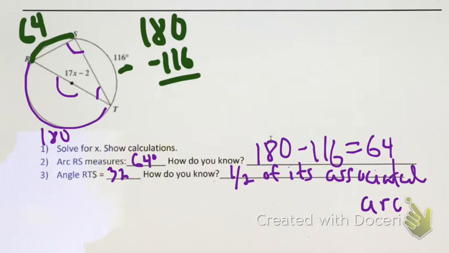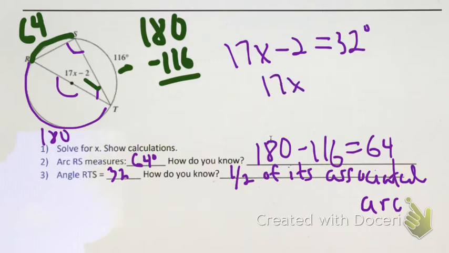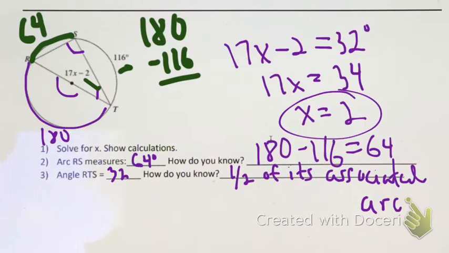Now, as far as the solving piece goes, that 17x minus 2, that's the angle right there. So 17x minus 2 equals 32, because the angle is 32 degrees, and you're just solving for x. So 17x equals 34, x equals 2. There's my solution, there's my calculation. So the algebra in there is just a little bit of solving practice, not much.